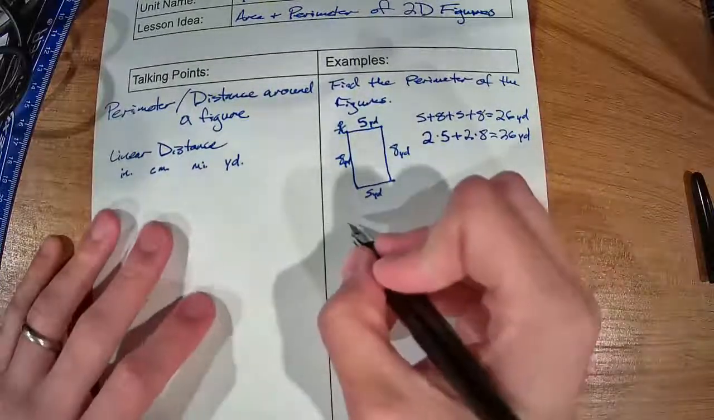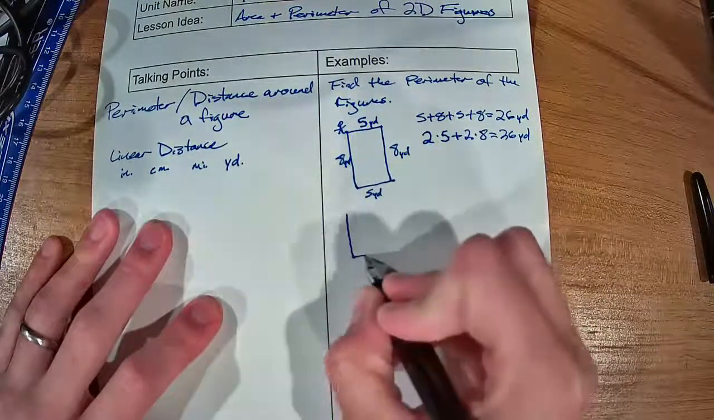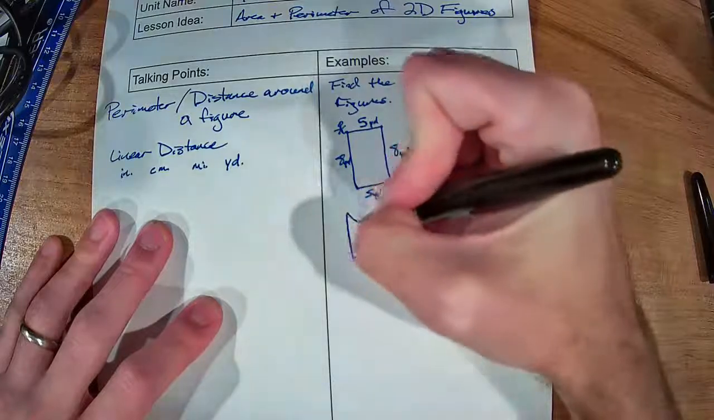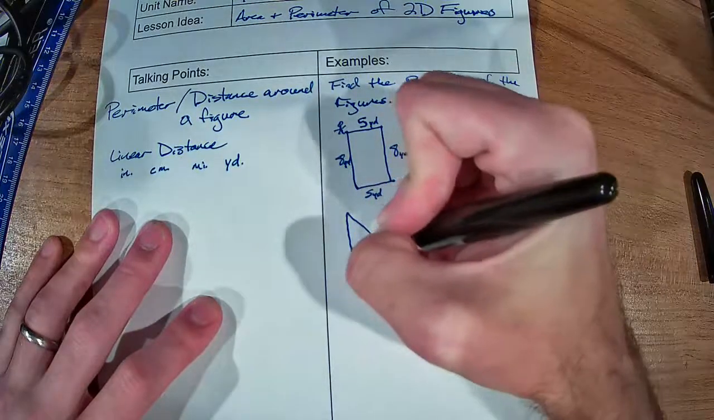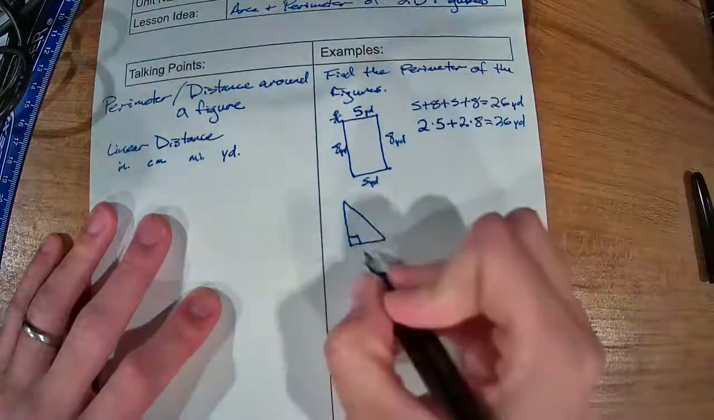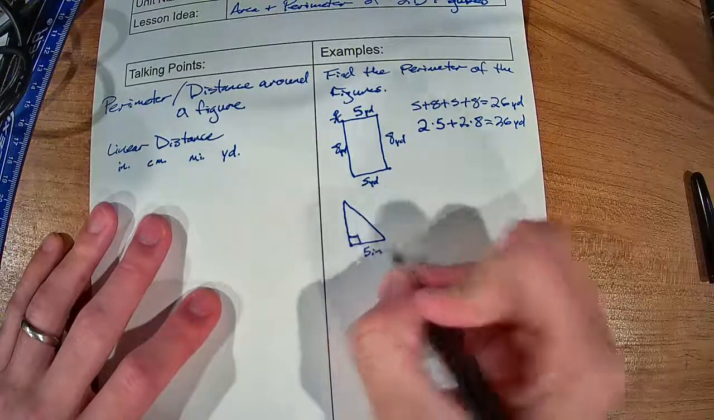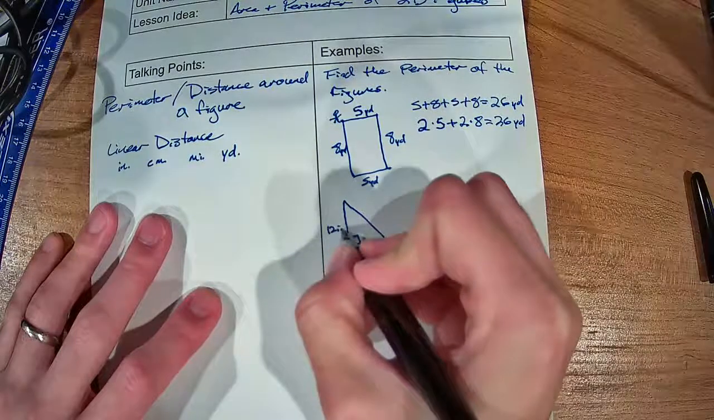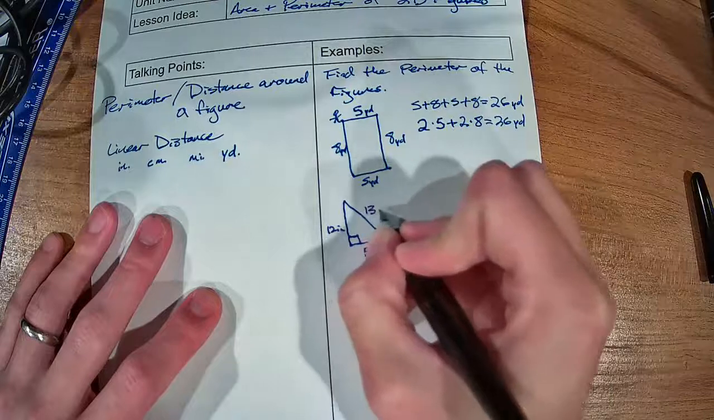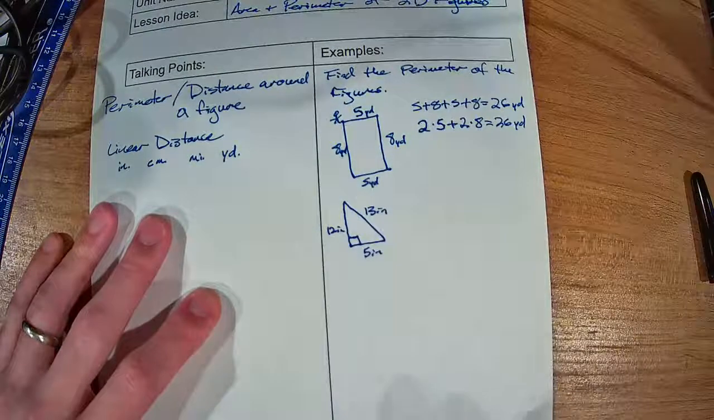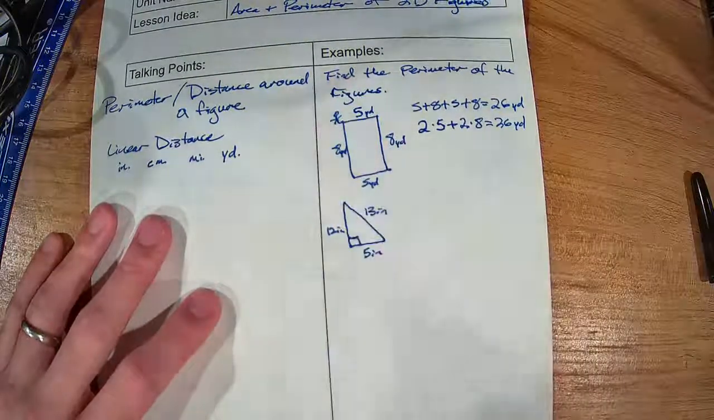Let's try another one. Suppose we had a triangle. I don't know, we'll make it a right triangle. Why not? And in this case, let's say I've got 5 inches on one side, we'll have 12 inches on another, and then 13 there for the hypotenuse. That should be a triangle we're familiar with. And we're asked again, what's the perimeter?